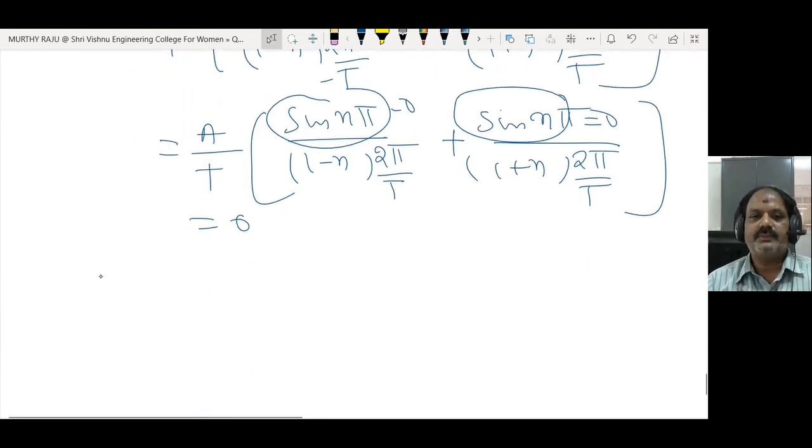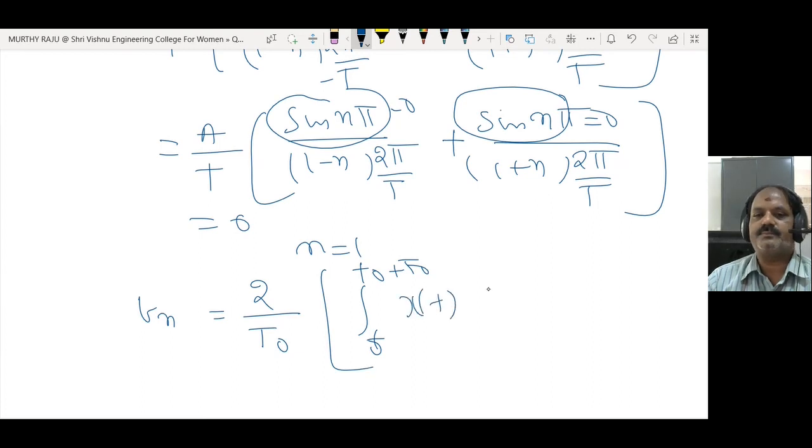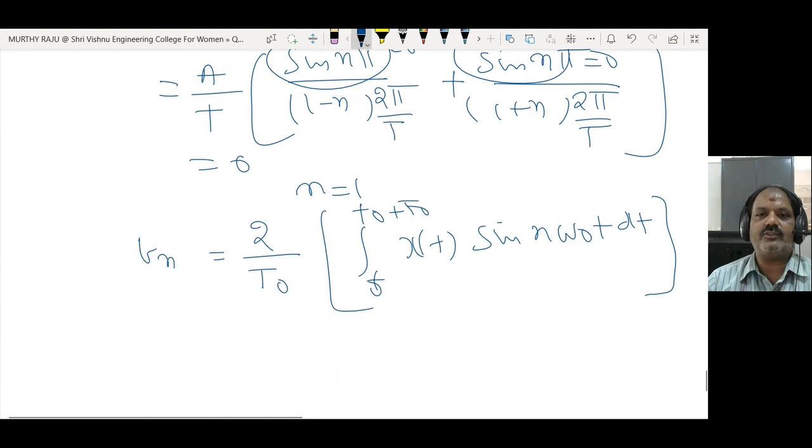But check n is equal to 1 for Bn. We know that Bn is equal to 2 pi by T naught, integral from 0 to T naught plus T naught, of x of t sine n omega naught t. Here substitute n is equal to 1.